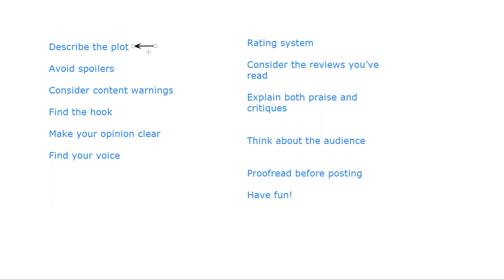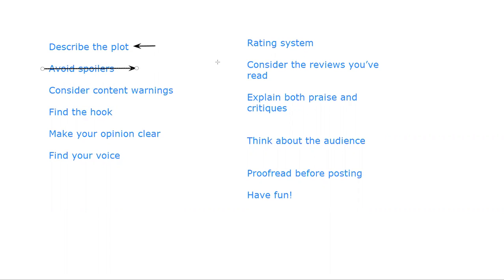You have to actually avoid the spoilers, because if you keep putting in spoilers, there's actually no point in reading the book. It's like a trailer for a movie. You don't have to watch the movie in most of today's trailers because they've basically put the whole movie in. So when you describe the plot, don't say too much.